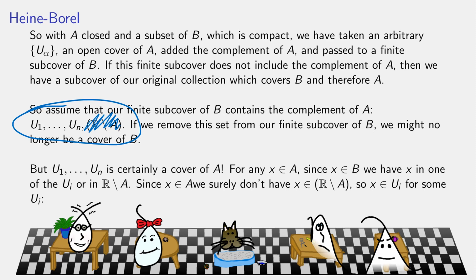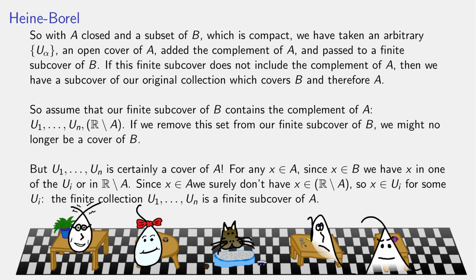So for any element x of A, since A is a subset of B, that x must also be an element of B. Therefore, it's either in one of the U_i's or in the complement of A, because this collection covered B. But since x is in A, it's certainly not in the complement of A, and therefore it's in one of the U_i's. Which is to say, from our finite subcover of B, just throw out the complement of A, and now you have a finite subcover of A, I'm sorry. So now we have a finite subcover of A, which was the goal. From any open cover of A, we were able to find a finite subcover of A, which is to say A is compact.